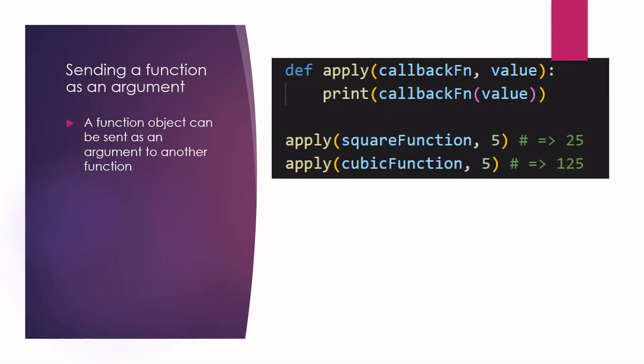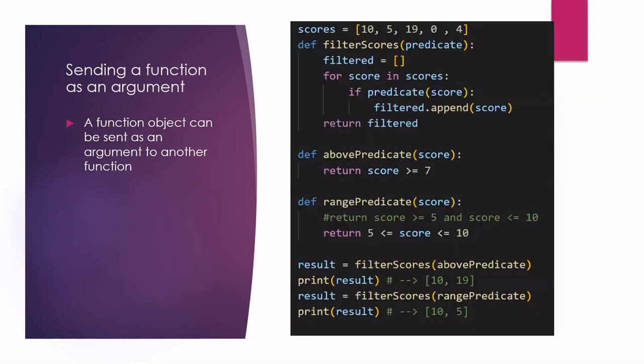Okay? So that's what we call behavior parameterization. So we treat the behavior, we treat the code as a parameter that we send to the function. So the same function can apply different behavior depending on what we send it. Okay, so here's a more meaningful example. So let's say we have some scores.